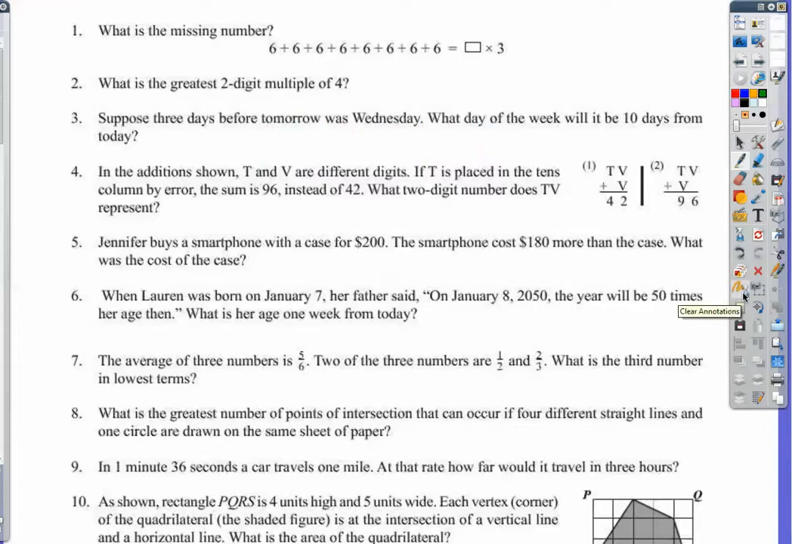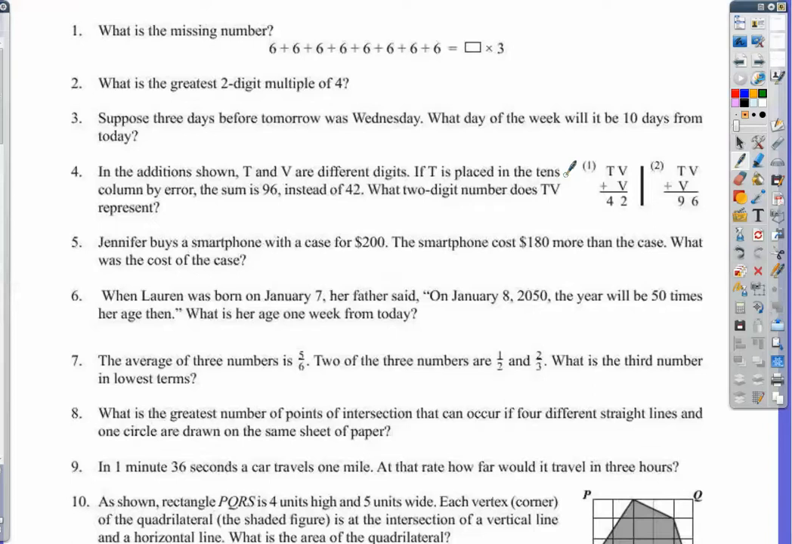In the addition shown, t and v are different digits. So that means t and v are digits between 0 and 9. T obviously can't be 0. And they are not the same. So t and v can't both be, say, 3. If t is placed in the tens column by error, the sum is 96 instead of 42. What 2-digit number does TV represent?